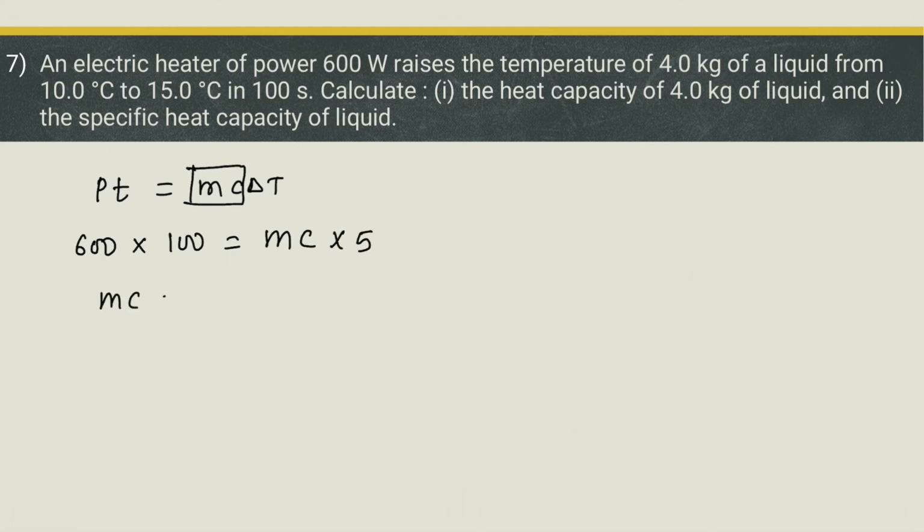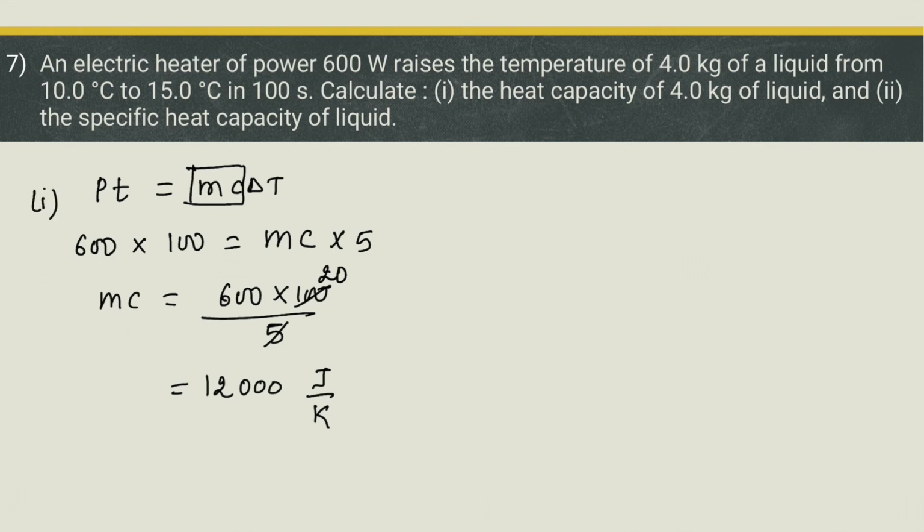So mc is equal to 600 into 100 upon 5, that is 12,000 joule per Kelvin. Okay, that is mc, the heat capacity.